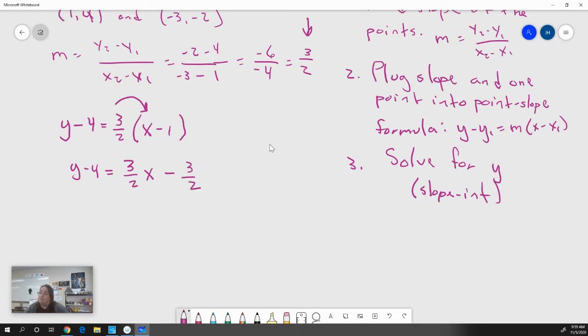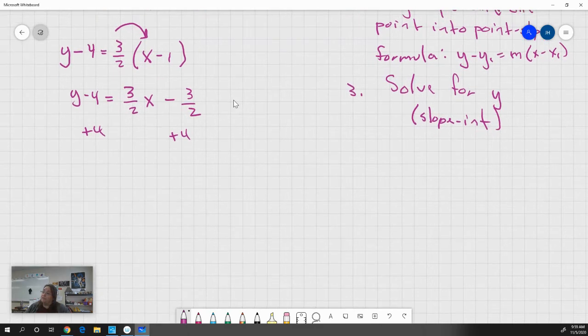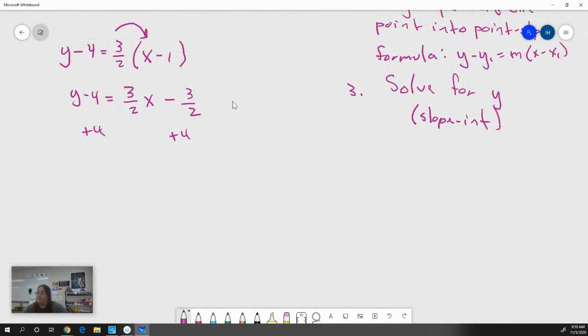3/2. And I'm almost there, but I still have this minus 4 to contend with because I don't care what y minus 4 equals. I want to know what y equals. So I'm going to go ahead and I'm going to add 4 here. And I'm going to add 4 here. Now, this, I just have to deal with the fraction, right? Which means I have to find a common denominator. This is going to stay the same, this 3/2 x. This is going to be, well, minus 3 plus 4.